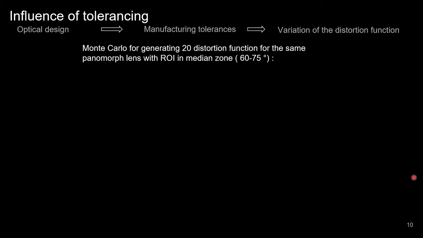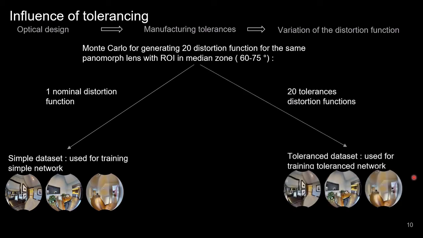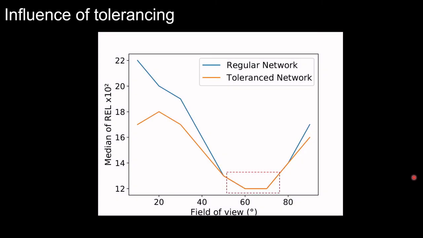We created a first simple dataset using the nominal function and trained the network in the same conditions as before. Then a second network was trained. At each iteration, the warping was performed by randomly picking one of the 20 generated functions to create a tolerance dataset. Both networks were then compared and tested on a tolerance test dataset at inference time. We can observe that best accuracy is obtained in the area of increased pixel density for both networks within the red square. And even if the network trained with varying distortion performs better, both networks are robust to manufacturing tolerances.